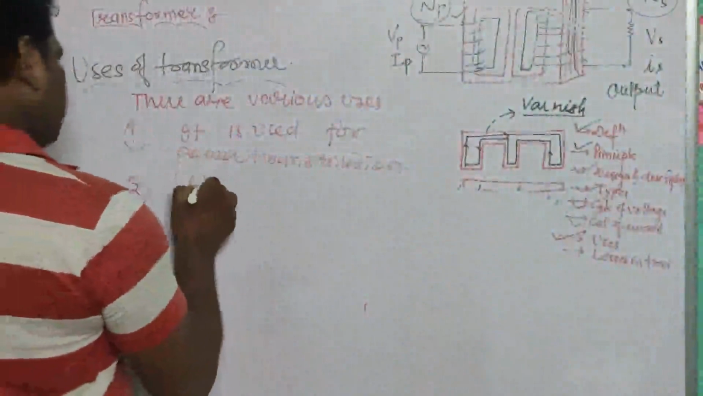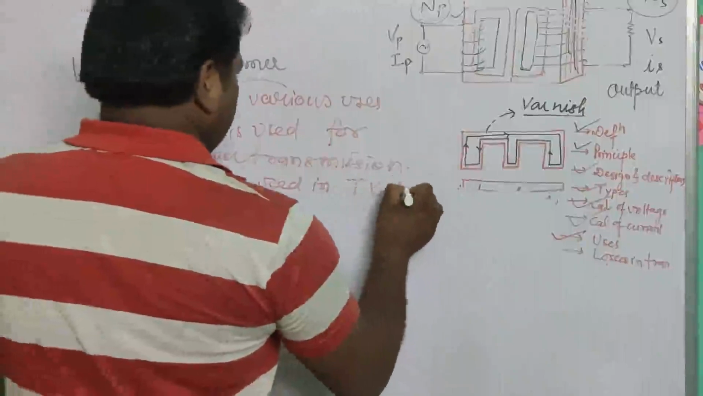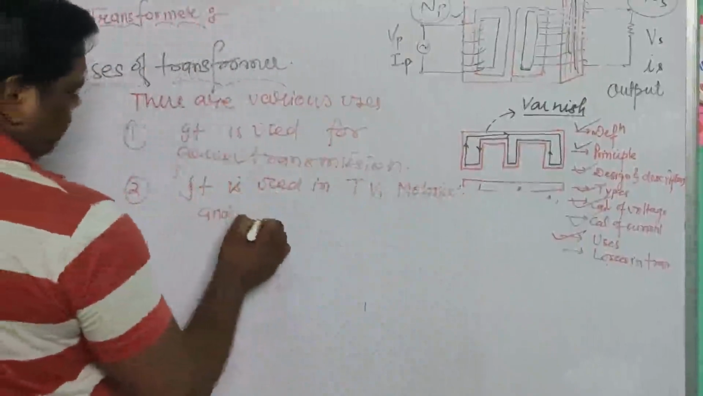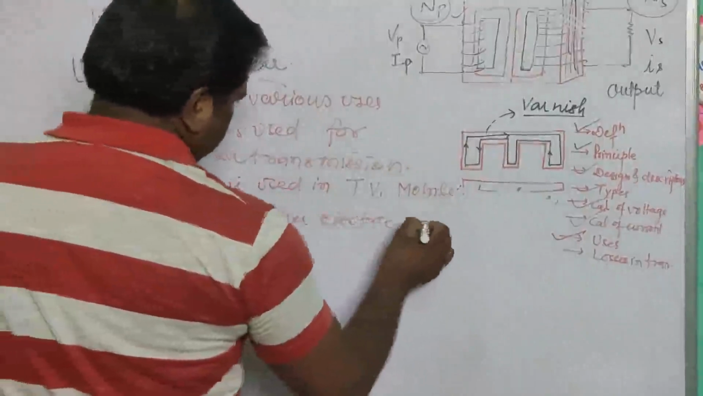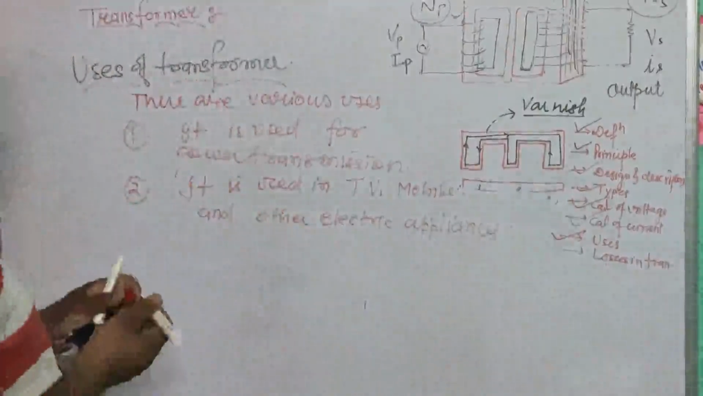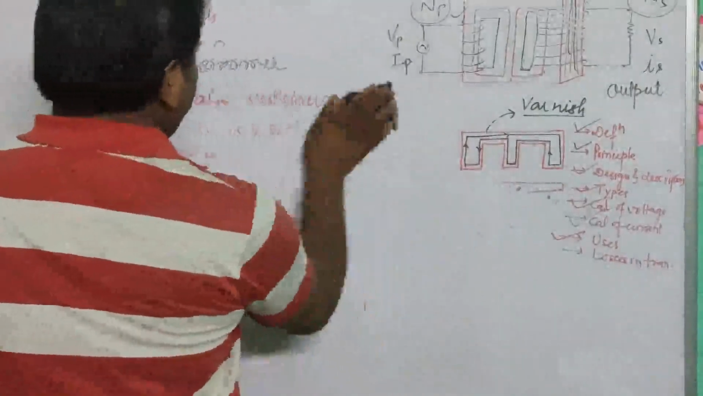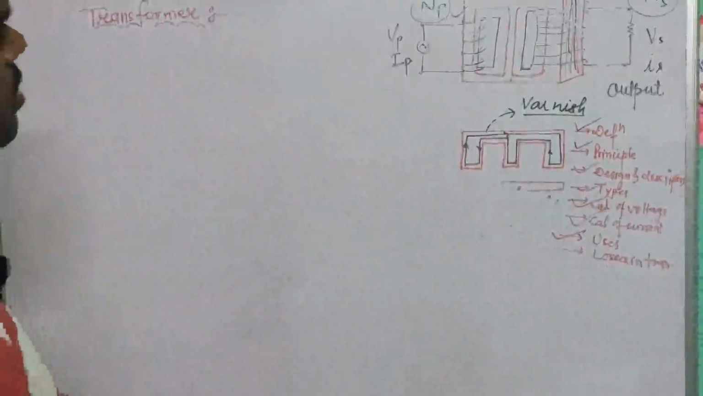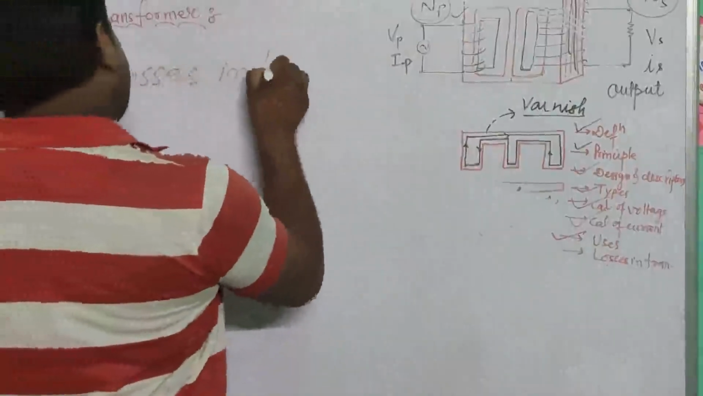So it is used in television, mobile and other electric appliances. So these are the uses of transformer. The next and last point that we are supposed to remember is losses in transformer. This is the last point, losses in transformer.